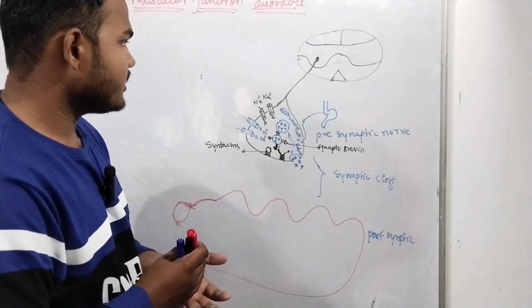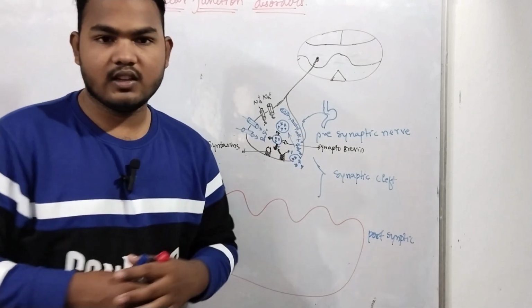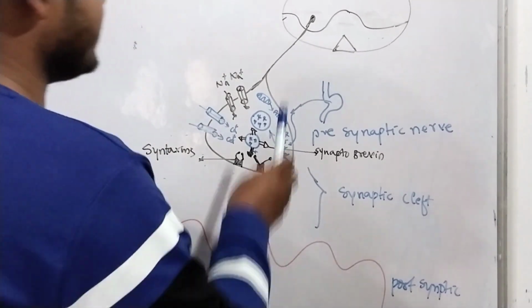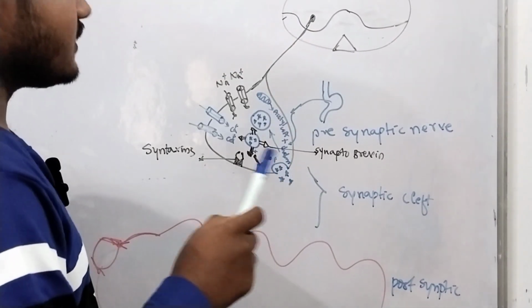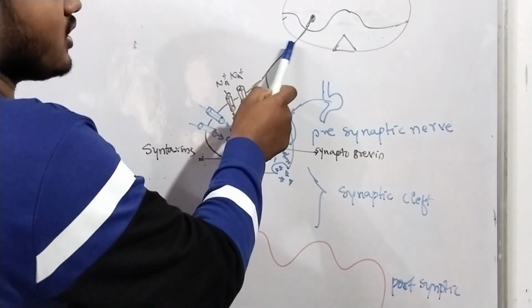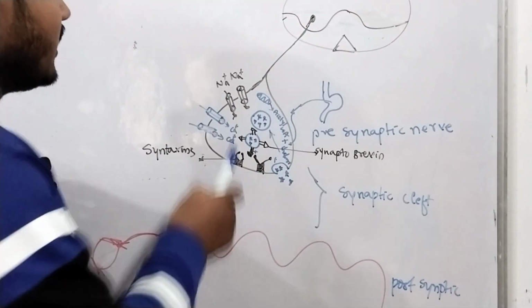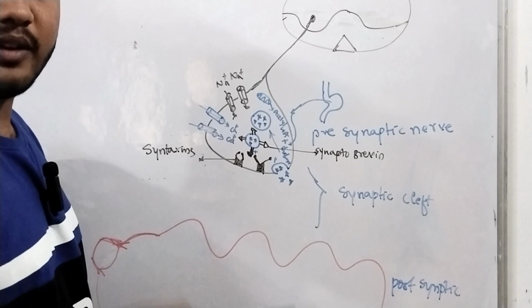How does it occur? Let's see again, as a recap. First there is a motor nerve. When the motor nerve is stimulated, there is a depolarization of this motor nerve due to an increased sodium influx.